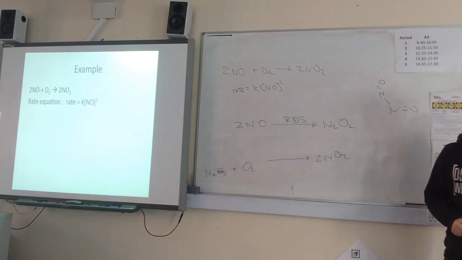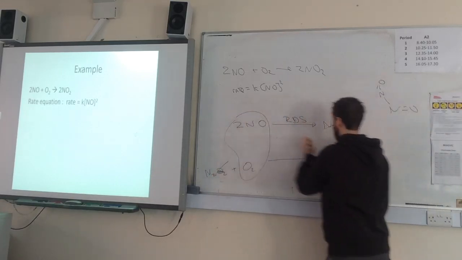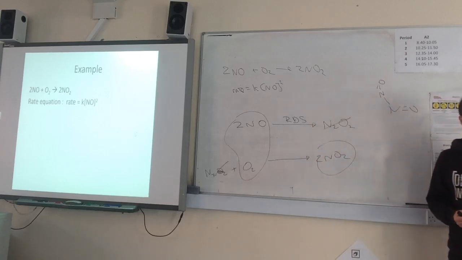You can do a nice little safety check. If you cross out your intermediate, you should be left with your overall equation. That's what you should be left with.